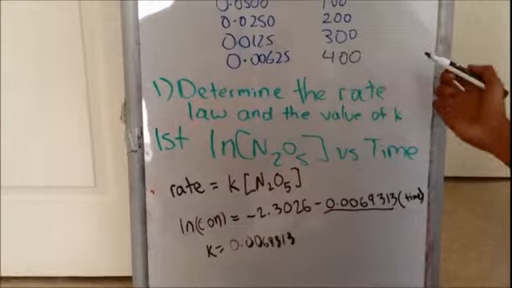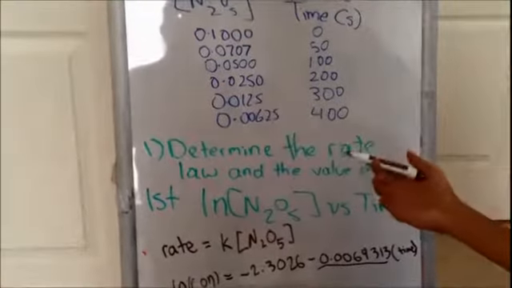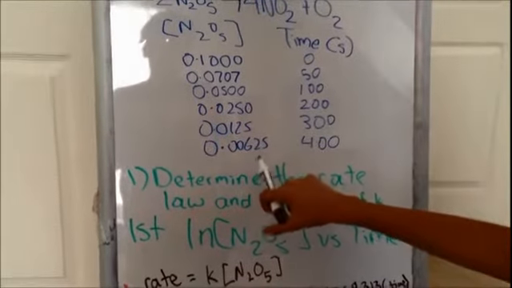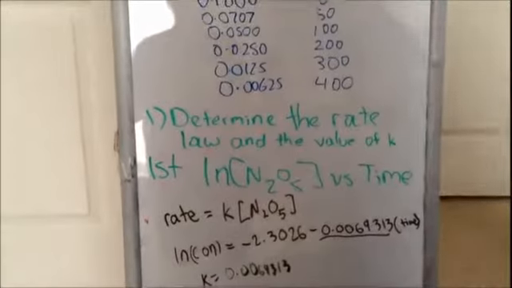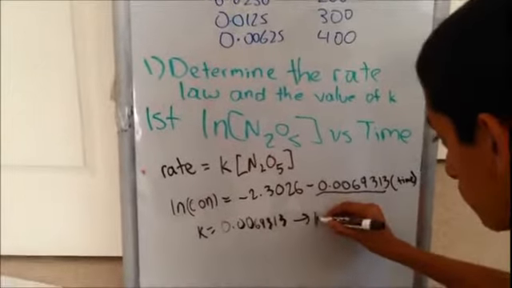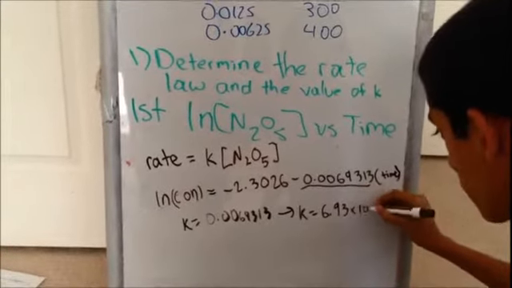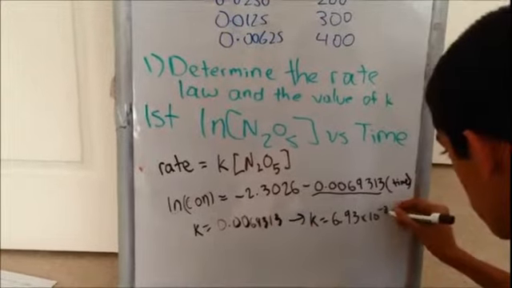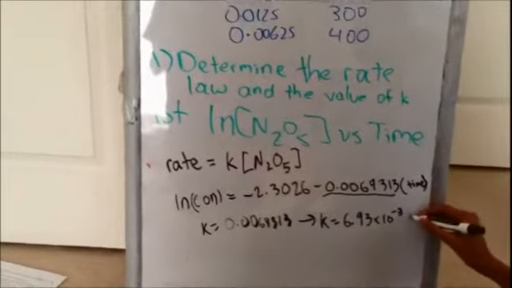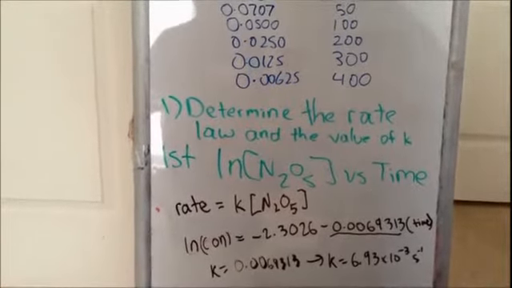For the remainder of this problem, to determine the sig figs, we're going to look back at the data. Looking at the concentration values, those are the ones with decimals, and they dictate the number of sig figs. Among the concentration values, the lowest number of sig figs is 3, so we're going to stick with 3 sig figs. Rounding to sig figs, K equals 6.93 times 10 to the negative 3. Our units, since it is first order, are just seconds to the negative 1, so reciprocal seconds. And that's how you do number 1.